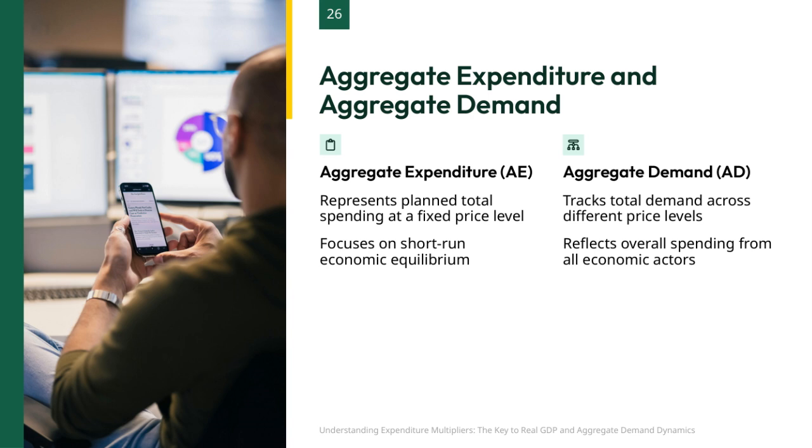The image here shows someone analyzing data on multiple screens, which reflects the kind of detailed monitoring economists do to track these variables. The clipboard icon represents planning and intention behind spending in aggregate expenditure, while the chart icon signifies how aggregate demand is about actual spending behavior across the economy. Together, these concepts help us grasp the dynamics of economic activity from both planned and overall spending perspectives.